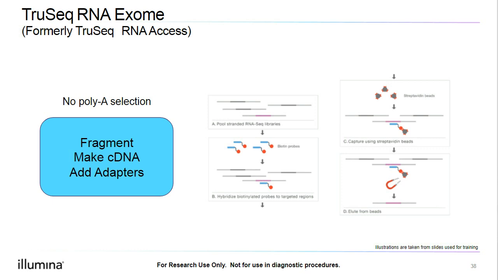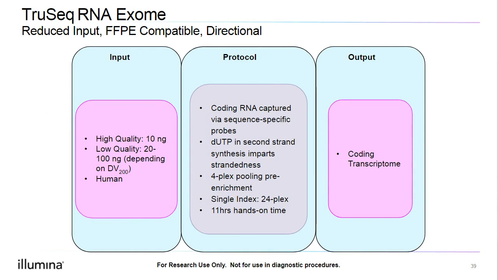We will use sequence-specific probes to bind to sequences for the whole transcriptome. We then utilize streptavidin beads to bind the probes and pull down the libraries of interest. For this workflow, we have the option of using high or low quality input. If using high quality, we can use 10 nanograms. If we're using low quality, we will have to use a bit more, around 20 to 100 nanograms, depending on the DV200.